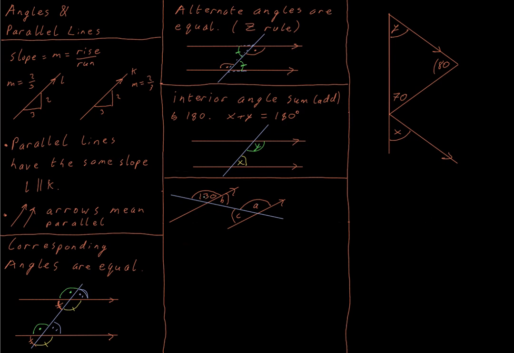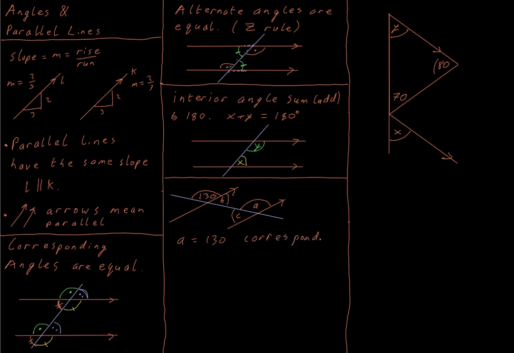So I can see I have 130 degrees here and I have my parallel lines. I know they're parallel because I can see my arrows. So that means that I could say that this angle would correspond to the angle A. So I can say that A must be equal to 130 degrees because of corresponding angles.